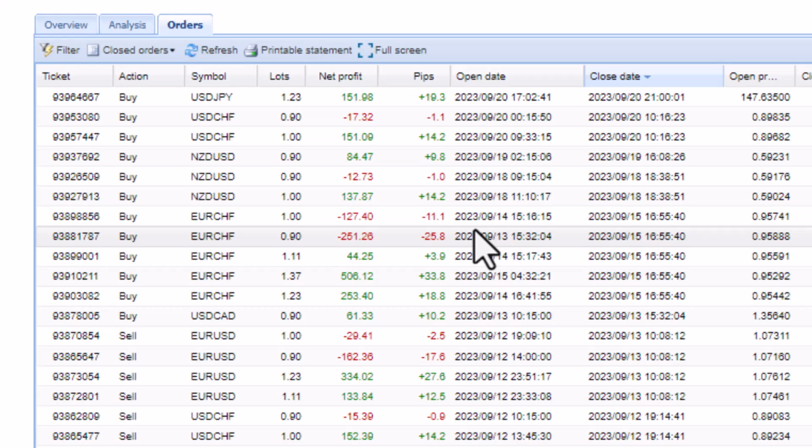Now let's have a look at the pip values. So we start again at the bottom one, which is over there, and we go 18.8 plus 33.8 plus 3.9 less 25.8 less 25.8 less 11.1, and that comes to 19.6. So what we're saying, and I'll just put those figures up so that we can discuss them.